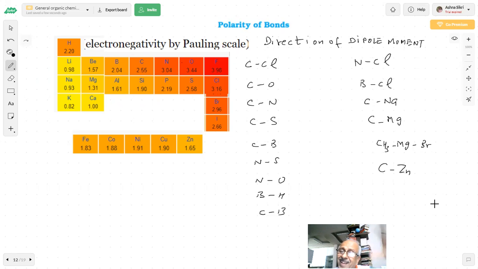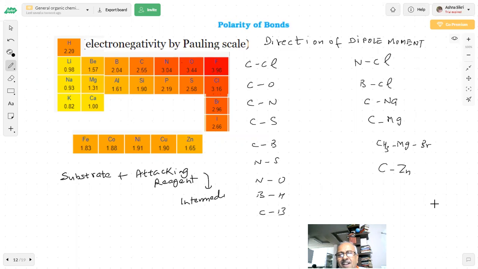Why does a reaction take place? In organic chemistry, students, there is a substrate and there is an attacking reagent. You know what an attacking reagent is? It will attack and form a product, but there will be some intermediate. Some intermediate will be formed and then there will be the product. This is how the reaction takes place.